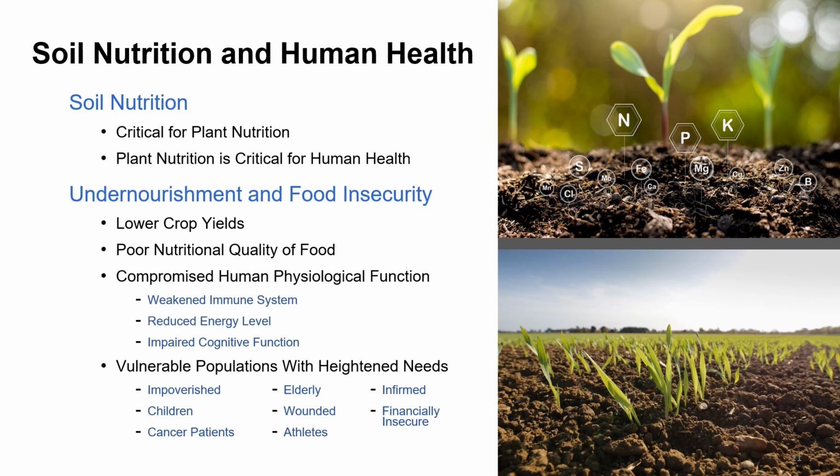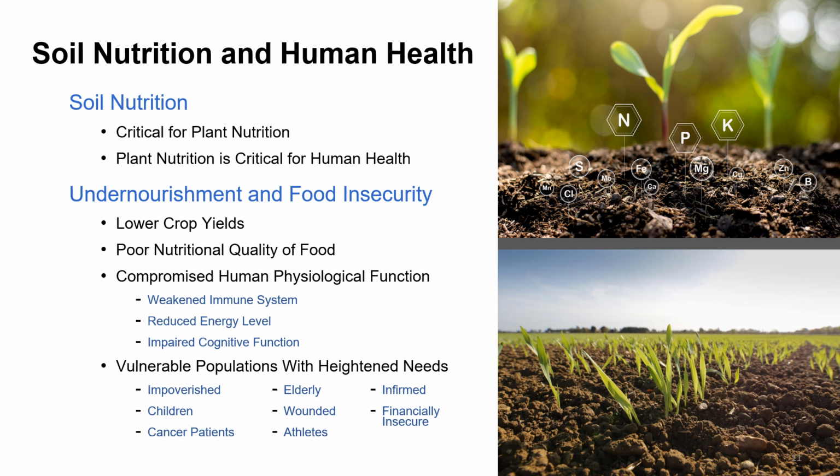We have a compromised human physiological function that results from this. Our children and adults end up having weakened immune systems. So we have disease. You might think back at COVID-19 to other outbreaks. Why is all this happening? Are the bugs really stronger, or have we gotten weaker? We end up eating, but we end up having reduced energy levels. Impaired cognitive function is widely prevalent in our children as well as in our adults.